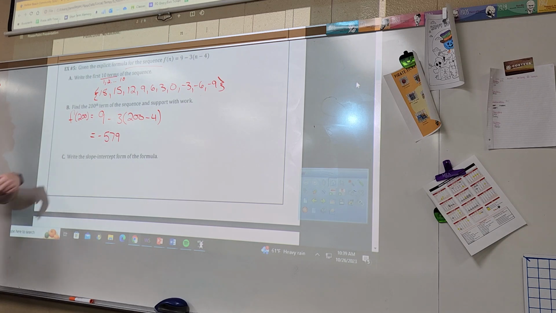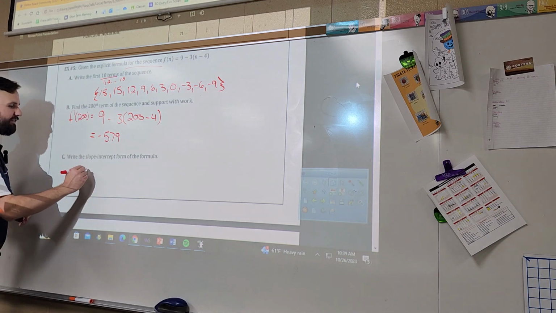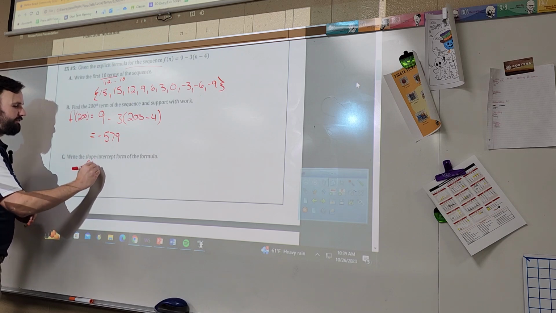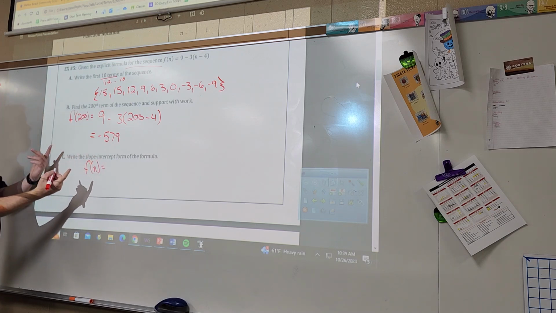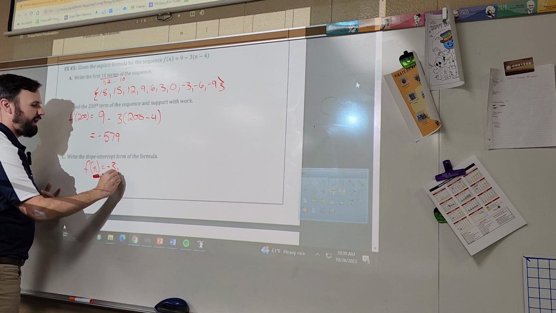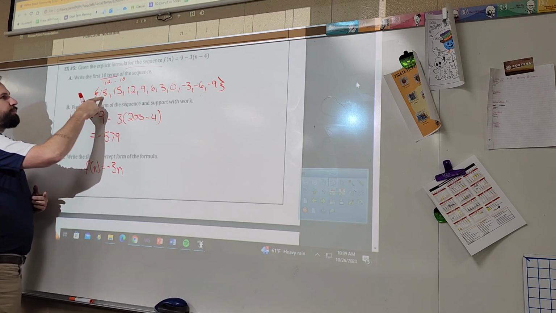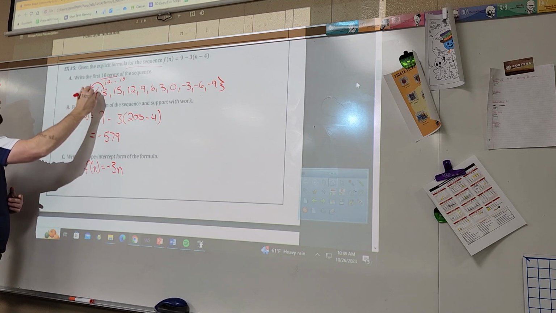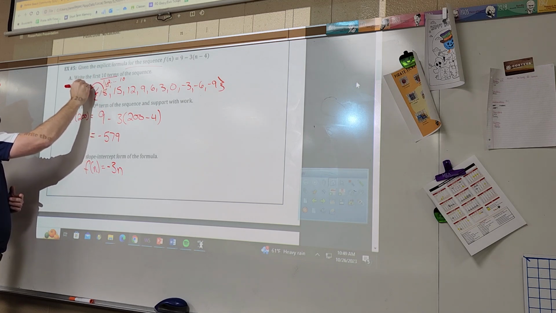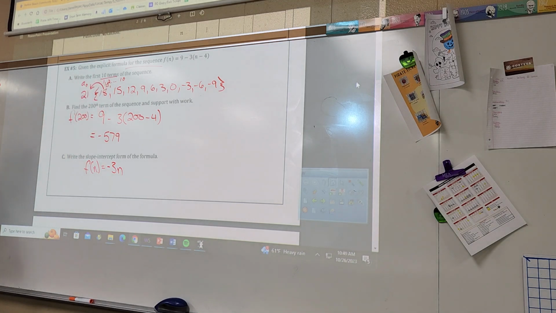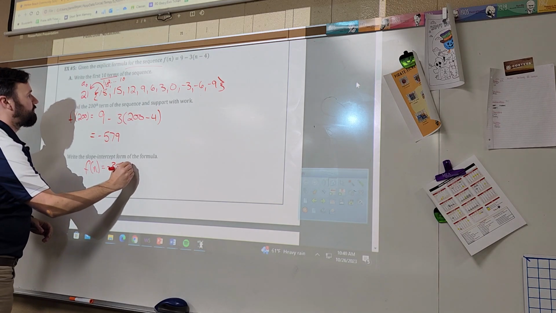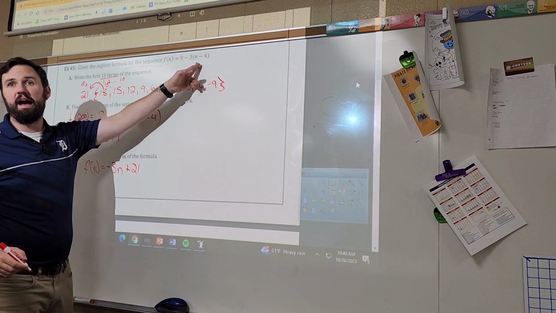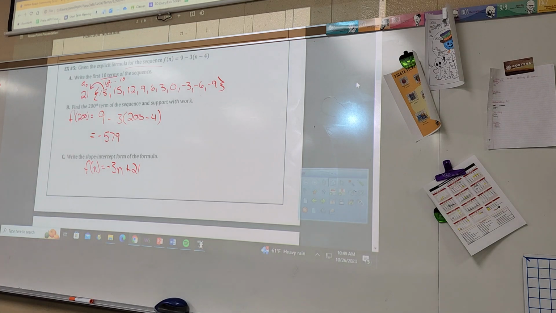Write the slope-intercept form. So I need f of n. What's my slope? Negative 3n. What's my y-intercept going to be? 21, right? This was a sub 1. I need a sub 0. Now I could have also just solved that out, right? But again, why?